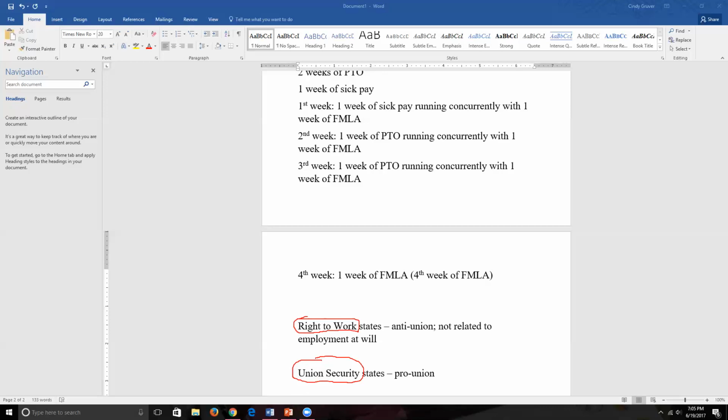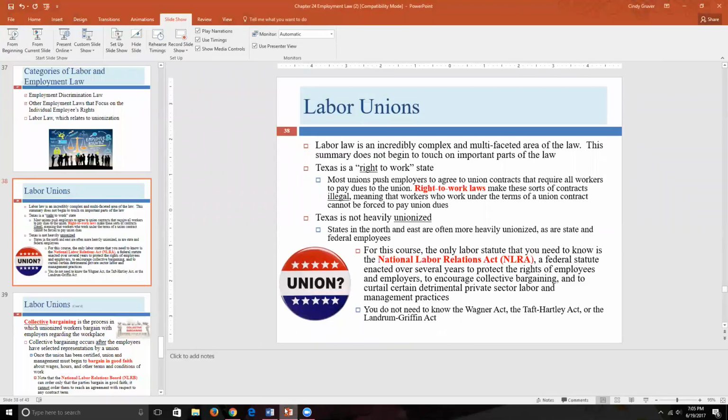Now, it's important to keep in mind, even in union security states, that the employer never has to agree to that. So this is just one of the subjects of negotiation. We'll talk a little bit more about that later. As a practical matter, employers almost always do agree to union security clauses, but they don't have to. So let's go to the next component. So we've talked about how right-to-work states function.